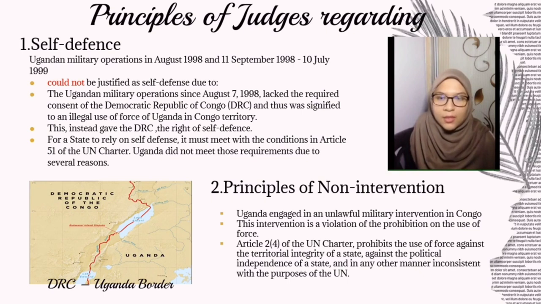The next one is the principle of non-intervention. Uganda had engaged in an unlawful military intervention in Congo, and this intervention was a violation of the prohibition on the use of force under Article 2(4). This article provides that all states are prohibited from using any force against any state.